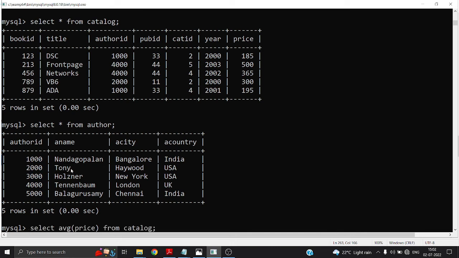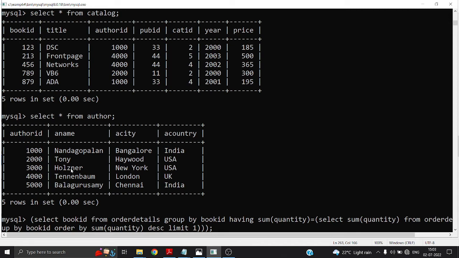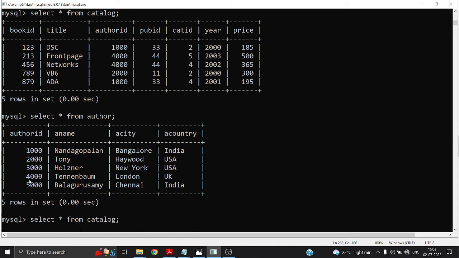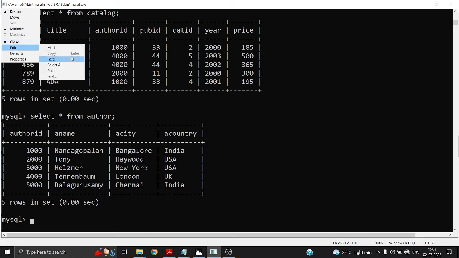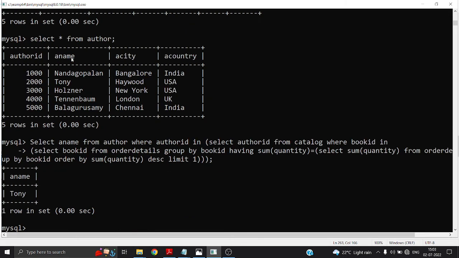That's why when we execute the query, we get the output as Tony. Just now I have shown the output of that query. Again, let me show you that once again. We got the output as Tony. So when you execute this, Tony is the answer.